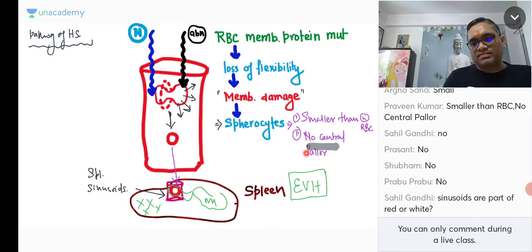Sinusoids will be seen mostly in the red pulp. Then only they will be red now. Right. So in the splenic sinusoids, all these spherocytes will be coming and they will be trapped inside and then they will be taken up by macrophages and destroyed. So that is why we are saying that spleen is having extravascular hemolysis, right?